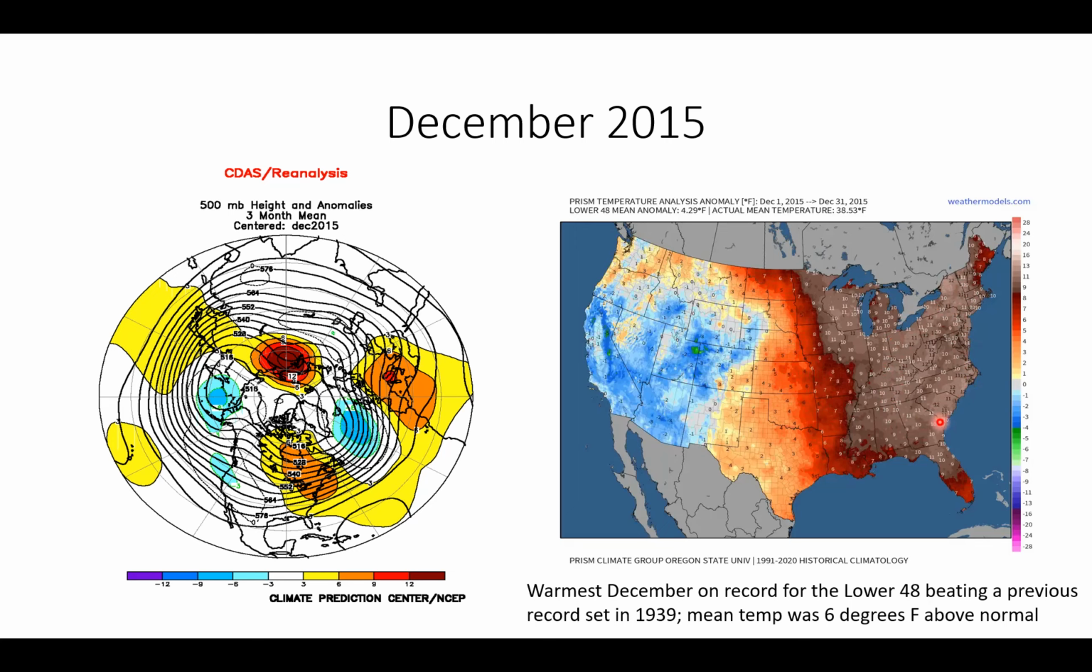By the way, this was the warmest December on record for the lower 48, December of 2015. It beat a previous record set all the way back in 1939. And the mean temperature for the lower 48 was 6 degrees Fahrenheit above normal in December of 2015.